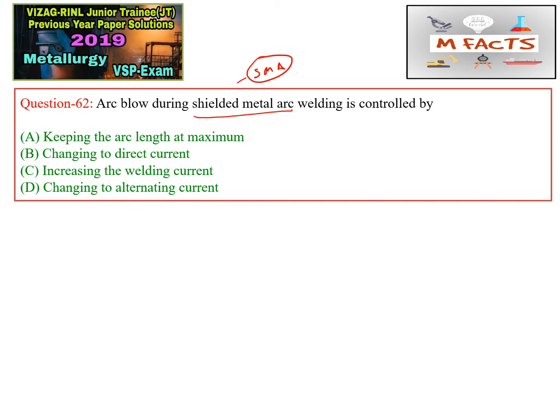Okay, so the D option is correct for this question. By changing to the alternating current, arc blow during shielded metal arc welding is controlled. Okay, so D is correct.